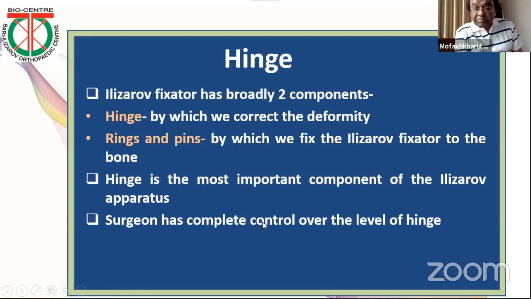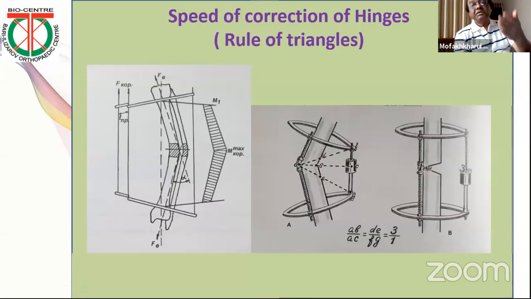And the surgeon has complete control over the level of the hinge, dear friends, mind it. If you mismatch the hinge, you are doing wrong. And this is the speed of correction, the rule of the triangle, very easy. You can correct and you can get a wedge-shaped bone.